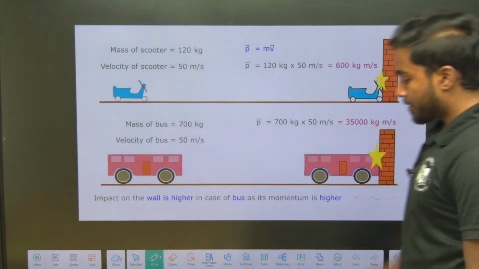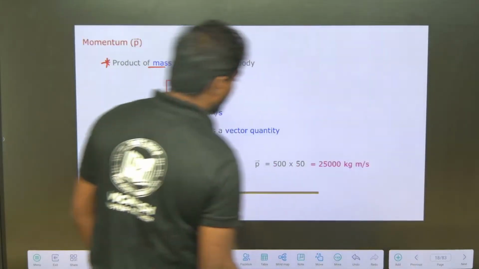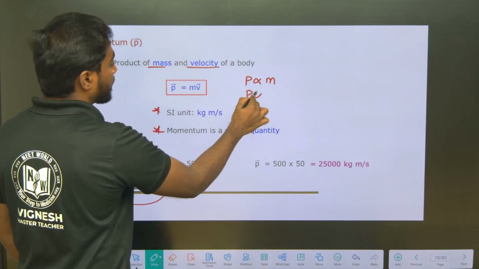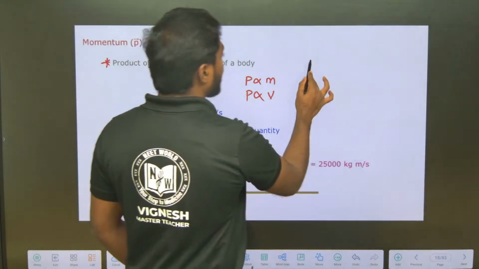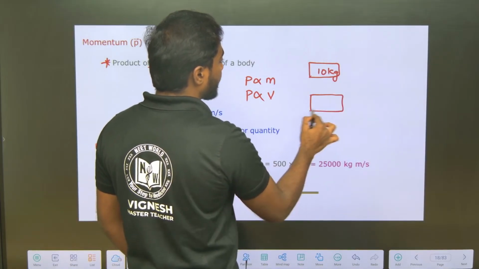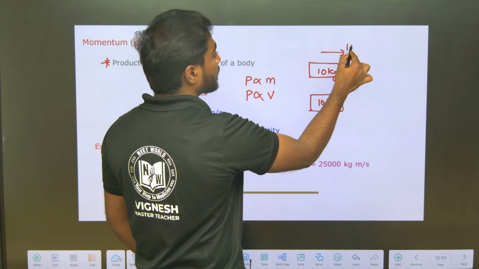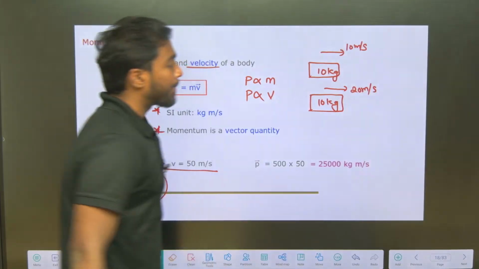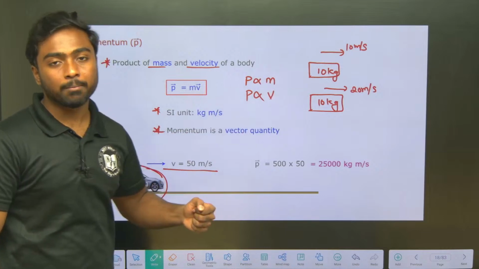We have discussed this, right? Momentum is directly proportional to the mass, and momentum is directly proportional to the velocity. Suppose I consider two objects with the same mass, 10 kg. The first object is going with 10 meters per second, and the second object is going with 20 meters per second. Since the masses are constant, the velocity has changed. What about the momentum?